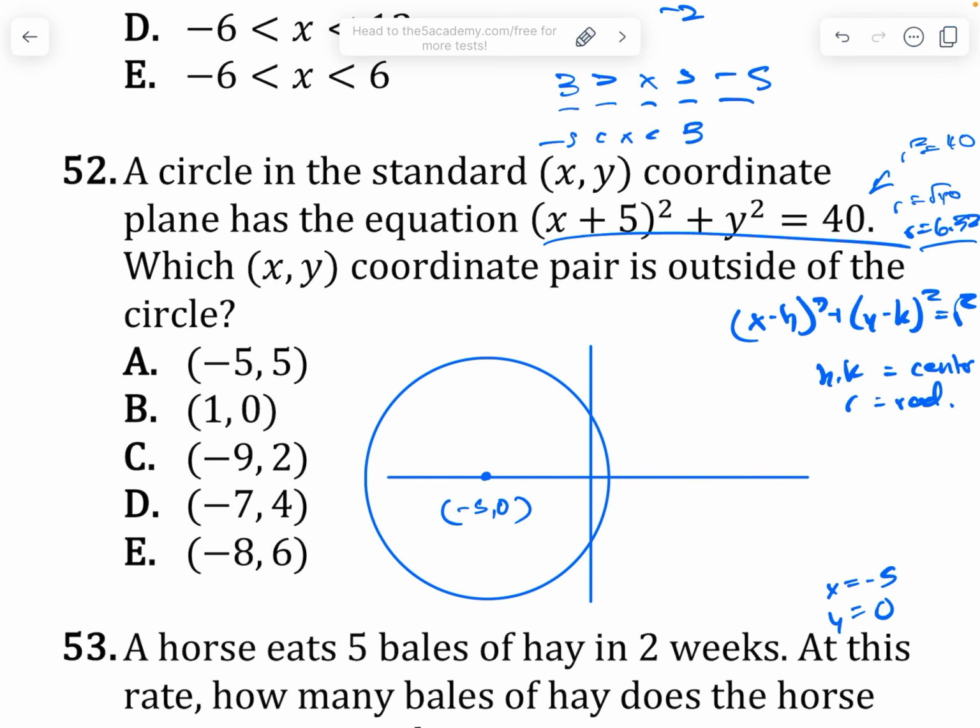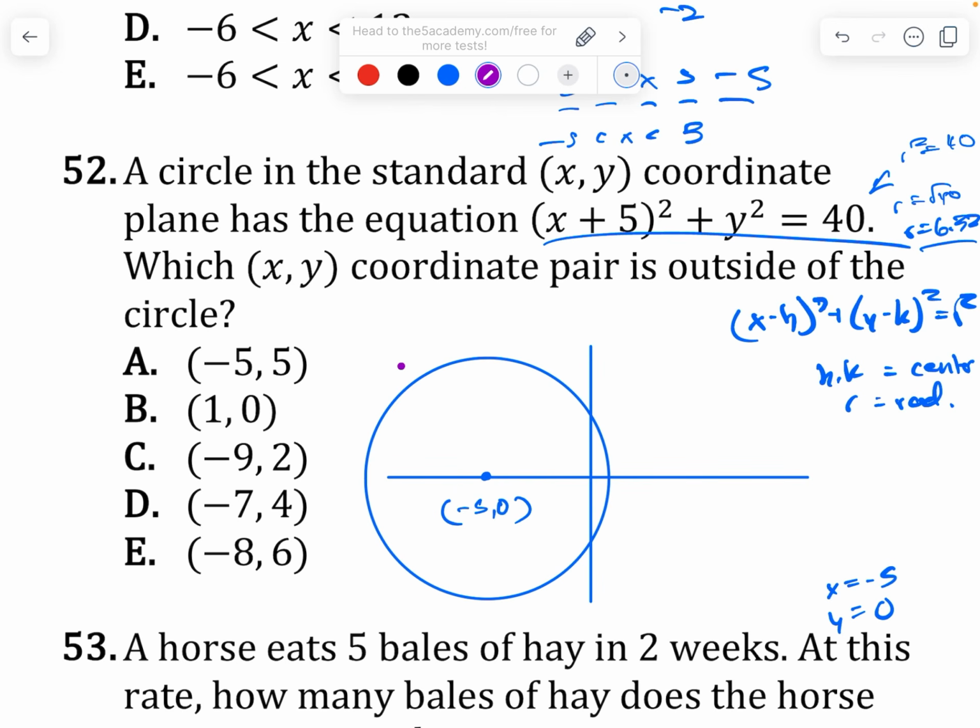Okay, so it makes sense. If this distance right here is 5, it makes sense that the circle goes a little past that, right? Past the origin. Okay. So which coordinate pair is outside the circle? -5, comma 5? Well, I'd say that would be right here. Let's just plot all of them where we think they are, and then let's go from there.